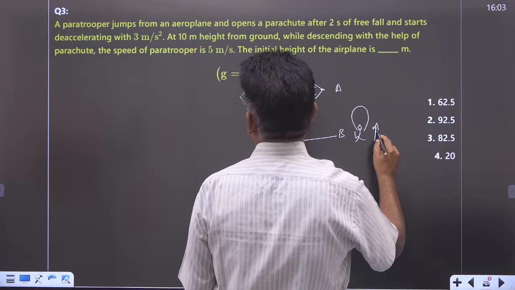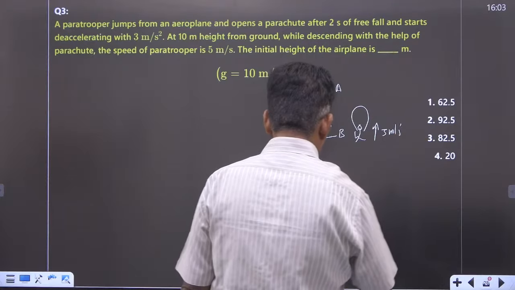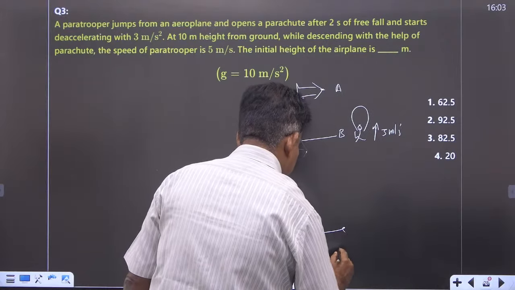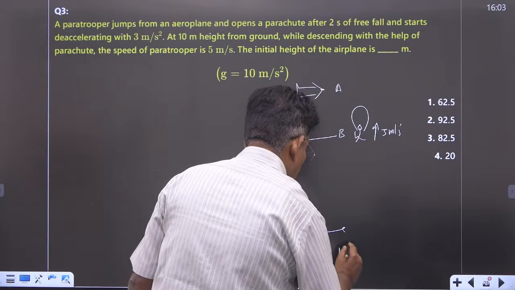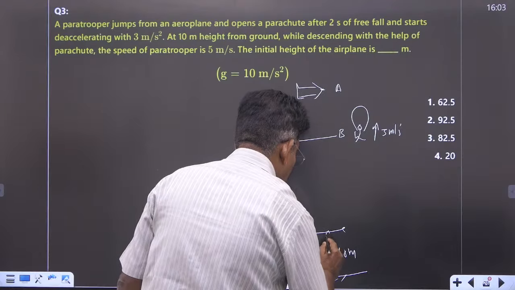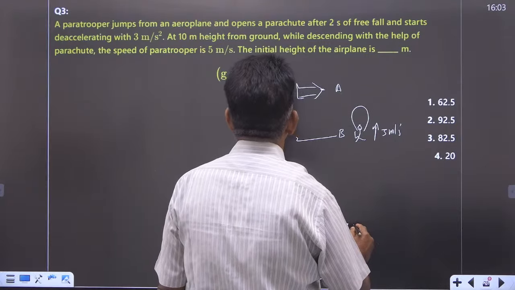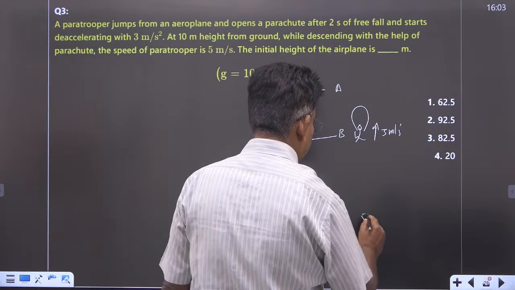How much acceleration is there? 3 meters per second square. And when he is at C, the 10-meter point above the ground, this is ground level. When he is at a height of 10 meters at C, his velocity is how much? 5 meters per second down.